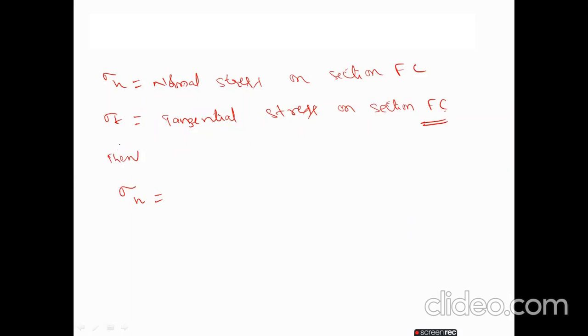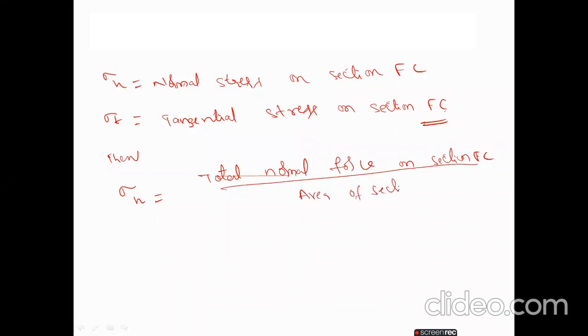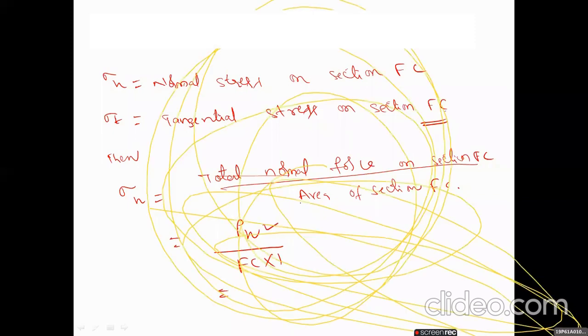Sigma n equal to, there is a formula we calculated a number of times in the previous classes, that is total normal force on section FC by area of section FC. So now that means Pn is the total normal force, and the area is FC into unit thickness 1. So now what is this?